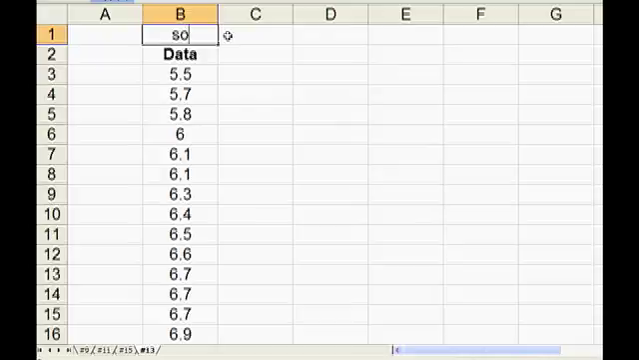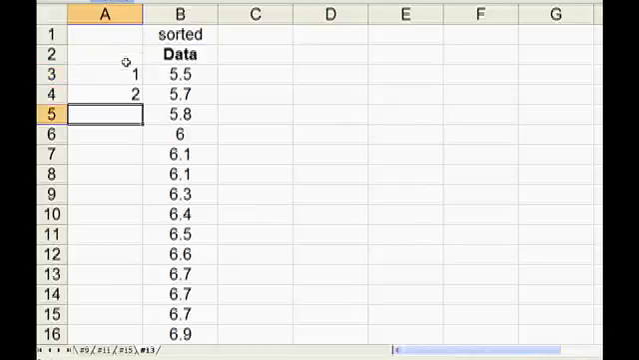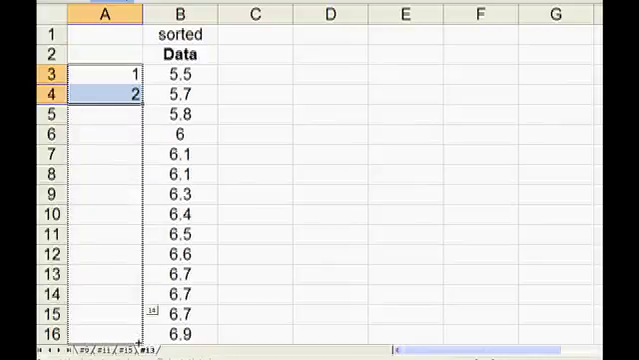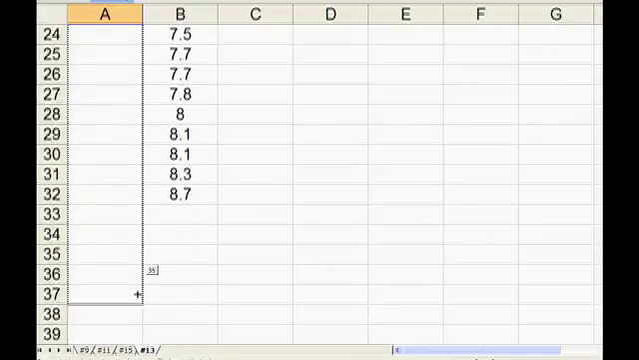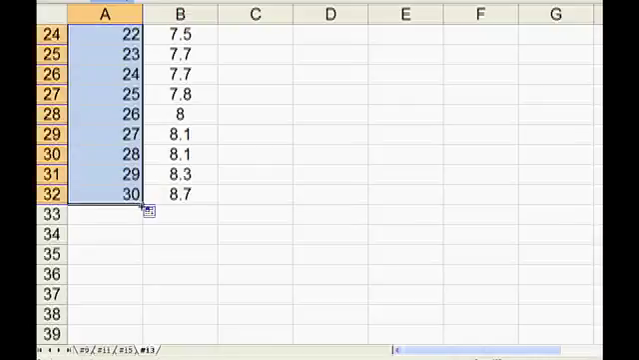Notice that this data is already sorted. They were nice to us in the problem. So let's find out the total number of data that we have in this list. There are 30 data values.